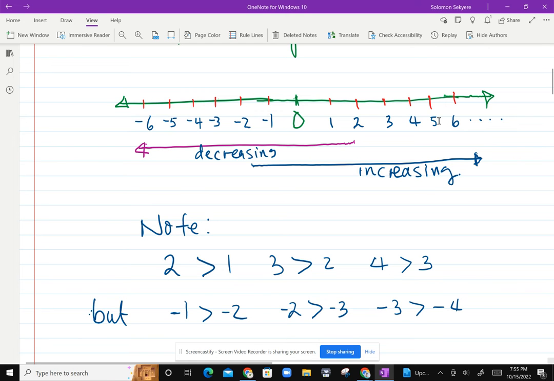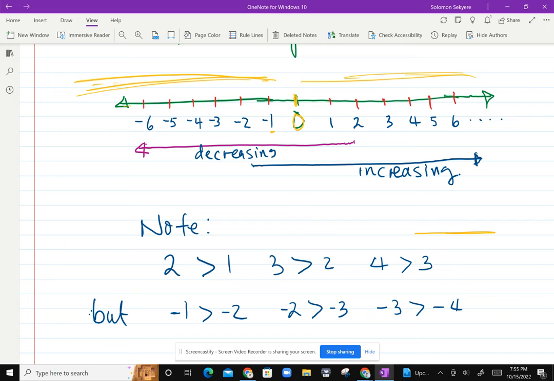Assume this is your thermometer, and you have zero here, negative numbers to the left, and as you go to the left, your numbers are decreasing. As you go to the right, your numbers are increasing. So you see that 2 is greater than 1, 3 is greater than 2, 4 is greater than 3. On the other hand, when you're going to the left, the numbers are decreasing. So negative 1 is bigger than negative 2, and negative 2 is bigger than negative 3, and negative 3 is bigger than negative 4. So keep that in mind.